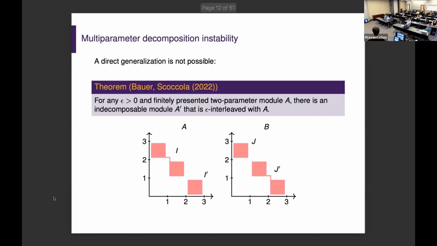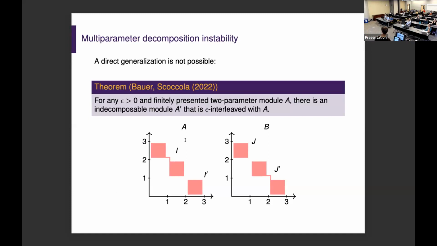So here is one example that's similar in spirit to what's constructed in this paper, and it's also similar to some examples given by Mike Lesnick and Magnus Botnan in a previous paper, making a similar point. And what's going on here is that we have two modules A and B, and we can see that A has two indecomposables and B has two indecomposables. And also they're very similar to each other, they're epsilon-interleaved for some small epsilon.